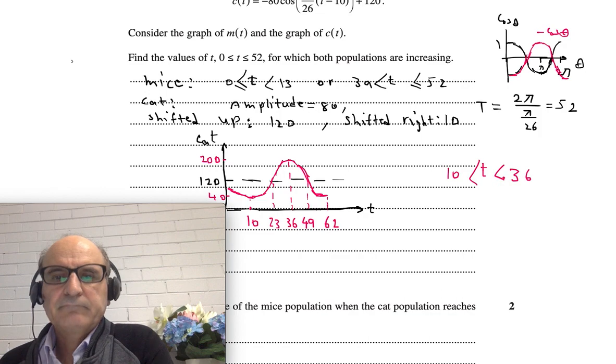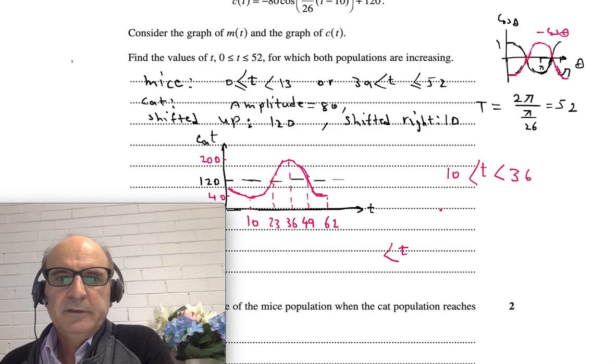Now we want this to increase, and we want this to increase. And as you can see, for both of them to happen, your t must be greater than 10 and less than 30. That is the answer to this part. By combining this and this, we can see that t must be between 10 and 30.